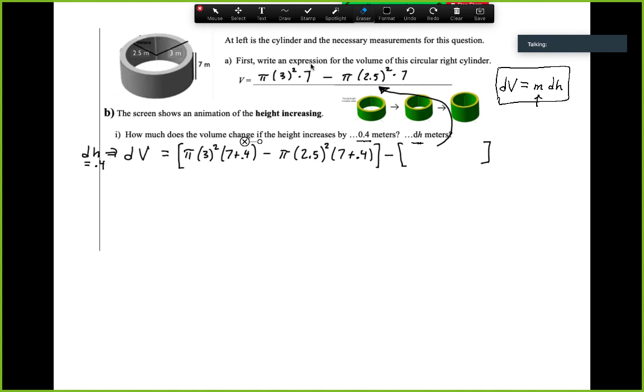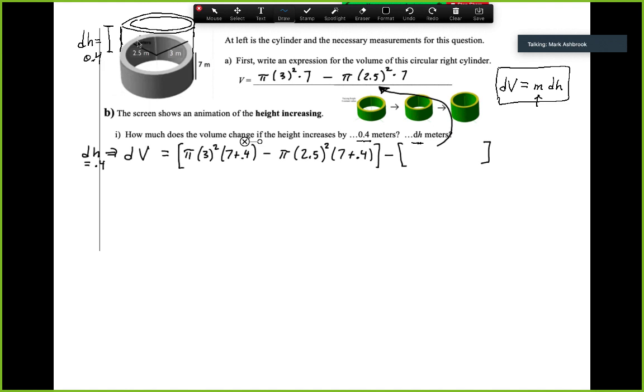So just repeat this, right? Okay, is there another way to do this? Is there another way to get this dV? So increase the height by 0.4, right? You do the integral from 7 to 7.4 and then put in that m dh. No, because we're, no, easier than that. Easier than that.